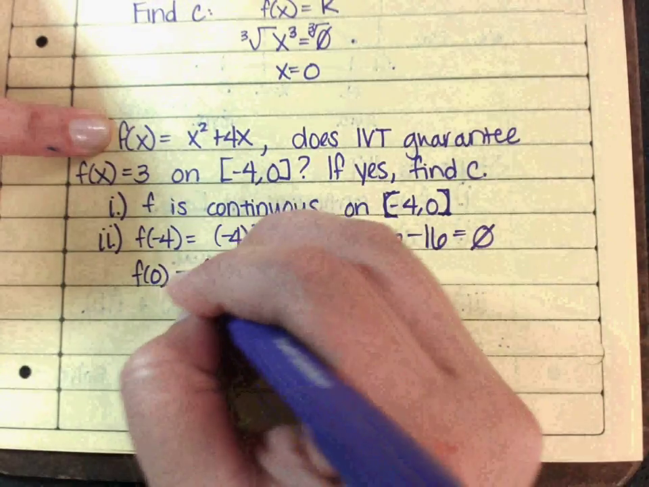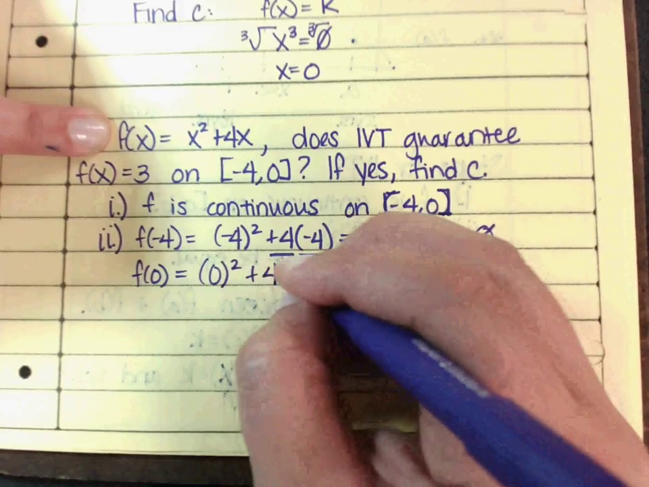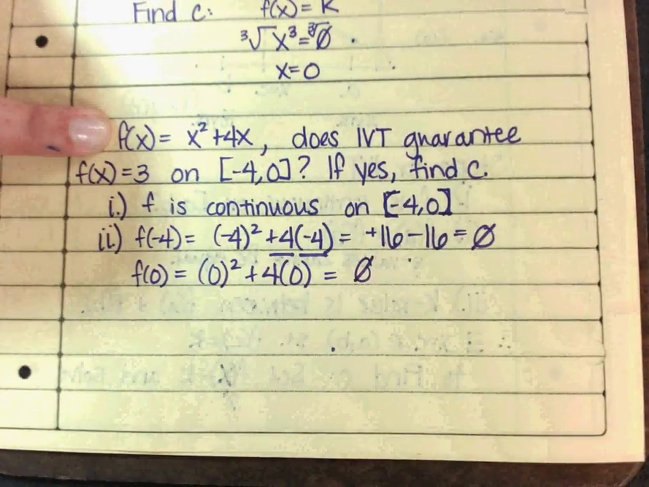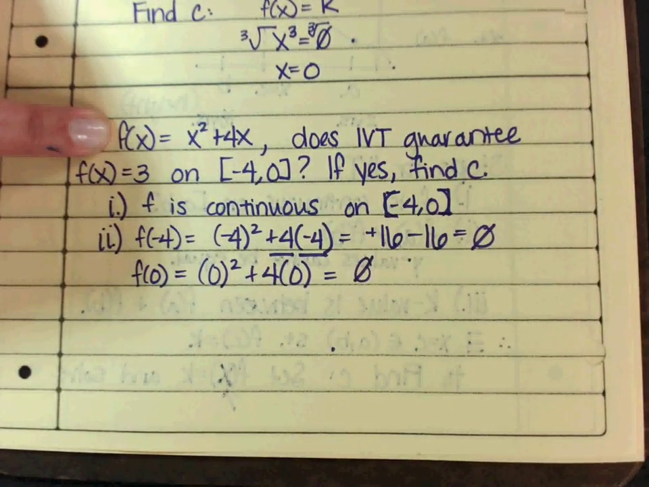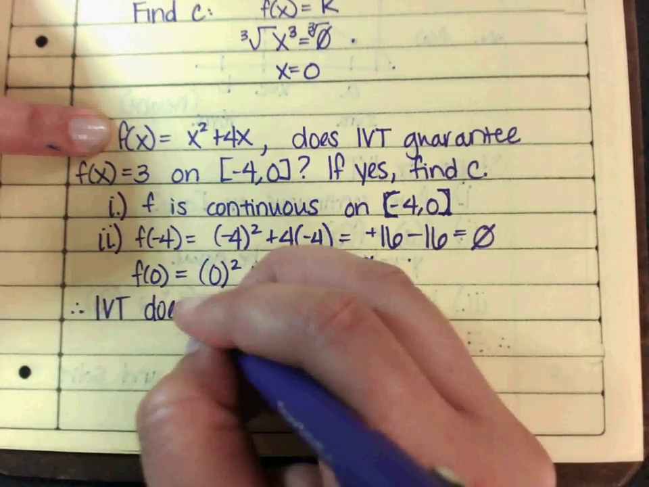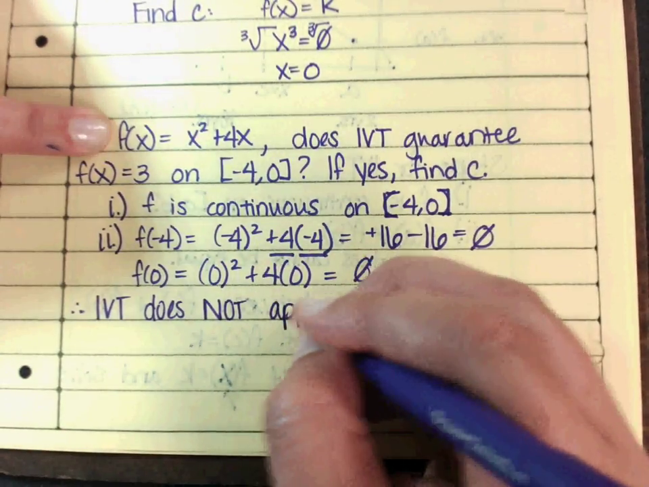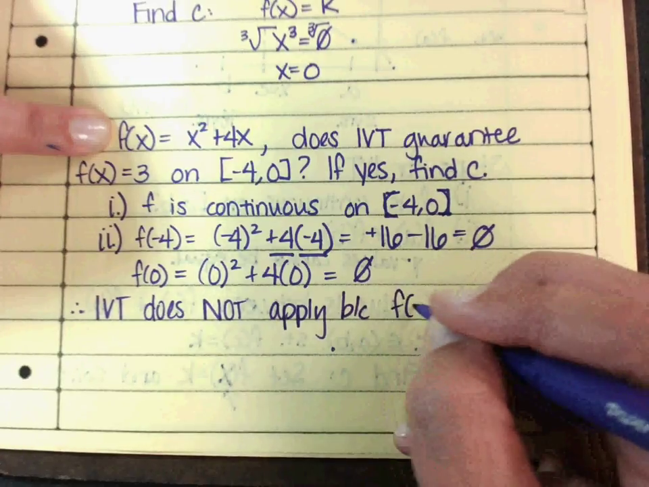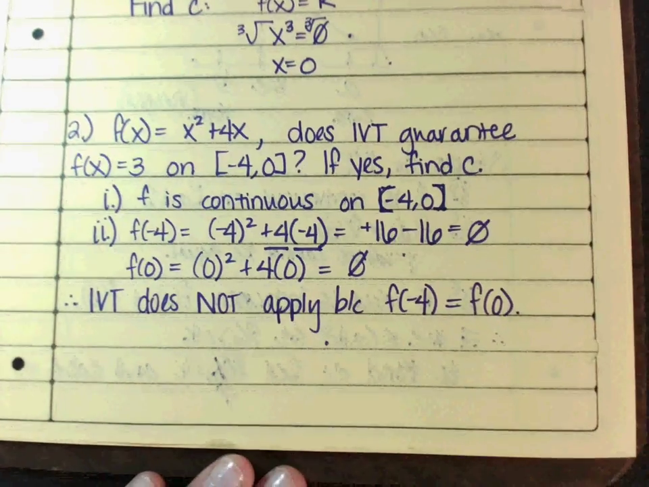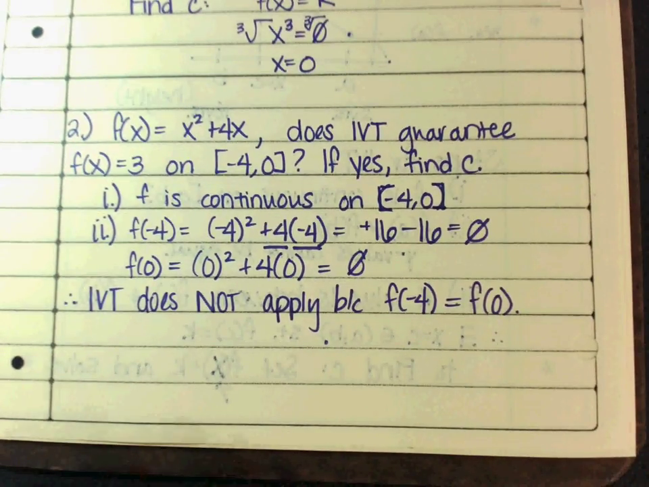Now we're plugging in 0. So I would have 0 squared plus 4 times 0. What do we get for our second y value? Okay, we go on to part 3 or no? No. What are f of a and f of b not allowed to be equal to? Each other, right? So if that's the case, then you would say, therefore, we don't even move on to step 3. IVT does not apply because f of negative 4 was equal to f of 0. And that was not supposed to happen. They're not allowed to be equal.